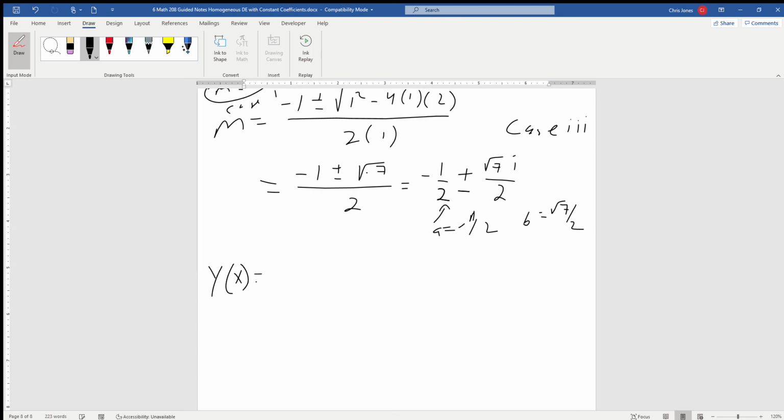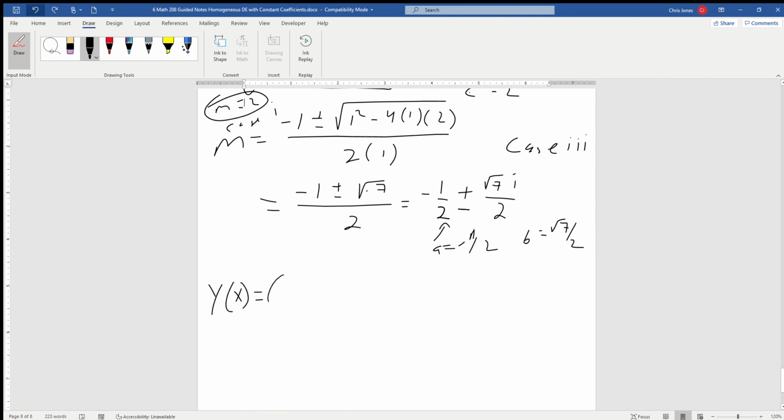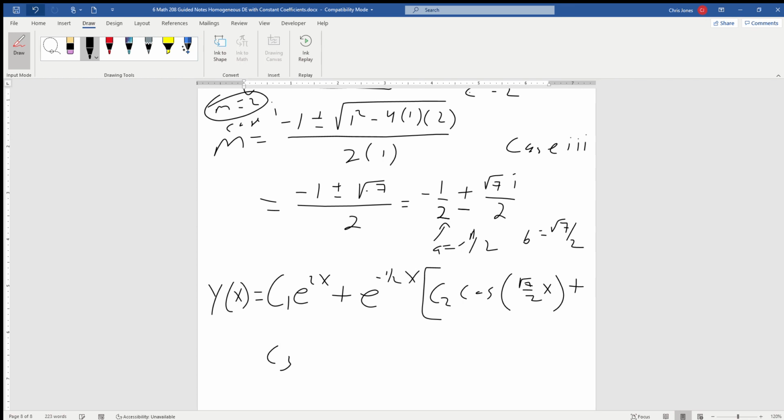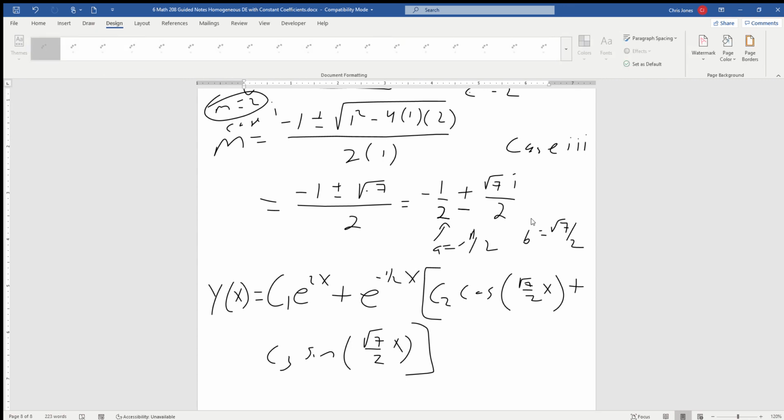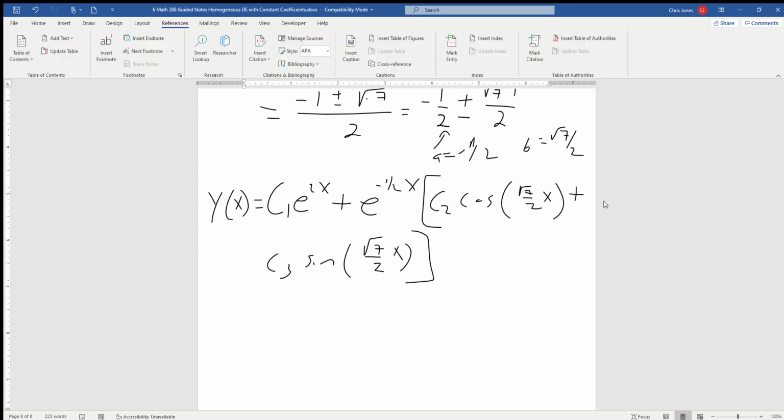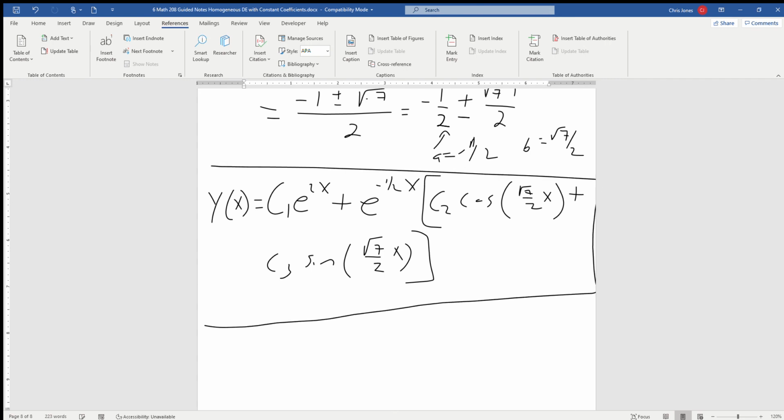y of x is going to be equal to c1 e to the 2x plus, and now we're going to use that case 3. So that's going to be e to the minus 1/2 x, because that's a, c2 cos root 7 over 2 x plus c3 sine root 7 over 2 x. Unfortunately, it's not an initial value problem. We can't really simplify it any further. So this is going to be our solution whether we like it or not.